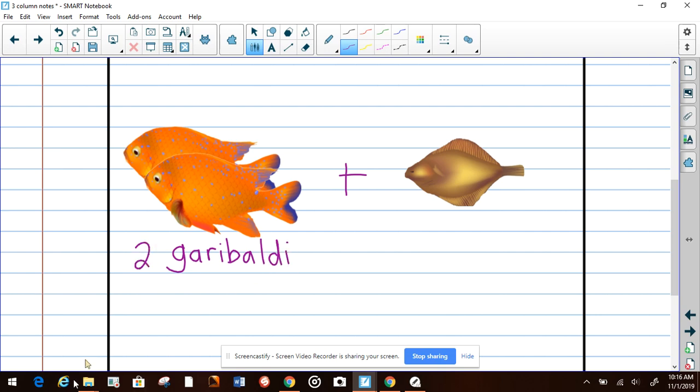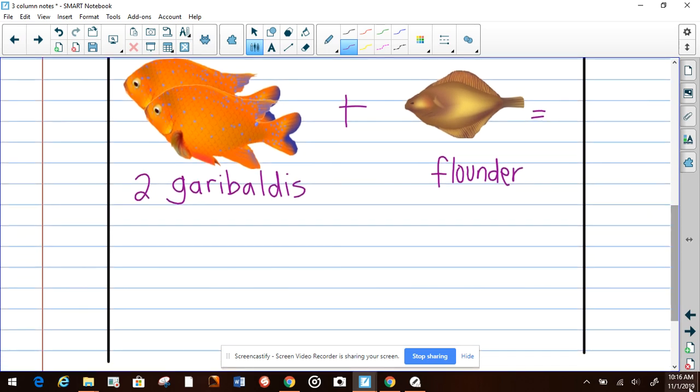So we have two Garibaldis, and we're going to add a flounder. Now, to take care of this one is going to be a little more difficult. We have to find something that they both have in common to be able to add them up. We're not going to say at the end that we have two Garibaldis and one flounder. That was not an addition. So we have to find something in common.